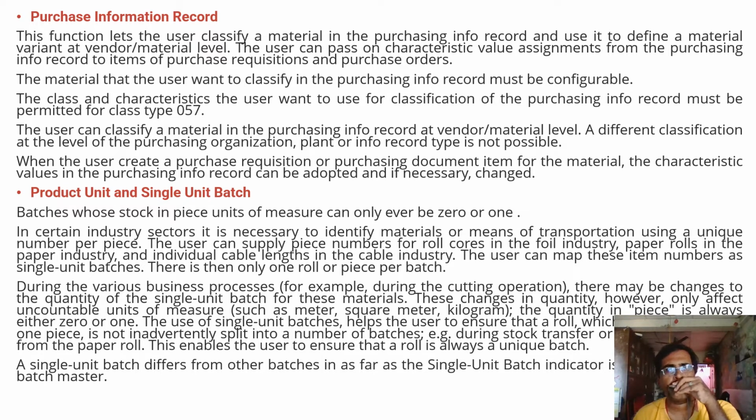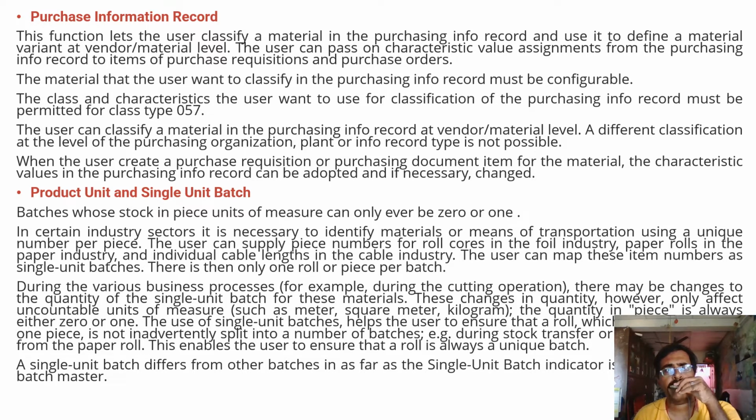So that is what are called configurable materials. So variant configuration is important. Characteristic class definition is important. The class and characteristics the user wants to use for classification of a purchasing info record must be permitted for class type 057. In the case of the material customer info record it is 052, and in the case of the purchase info record, the class type is 057.